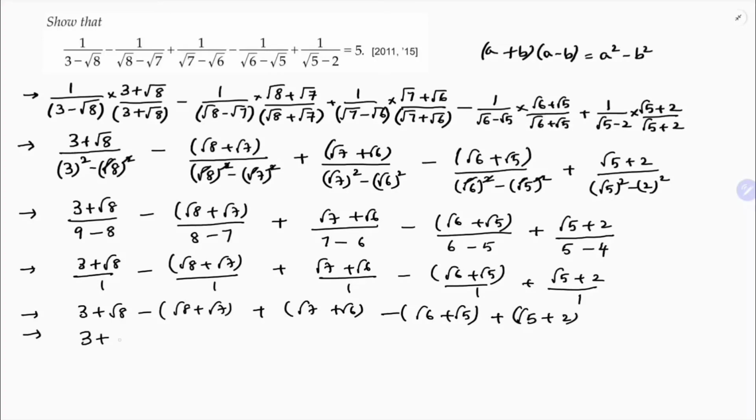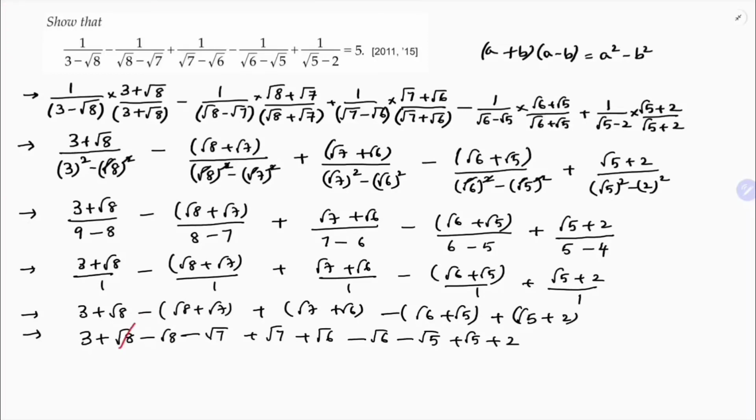Next, minus the bracket of root 6 plus root 5, plus root 5 plus 2. If we simplify this: 3 plus root 8, minus root 8, minus into plus is minus root 7, plus root 7, plus root 6, here minus root 6, minus into plus is minus root 5, plus root 5, plus 2.